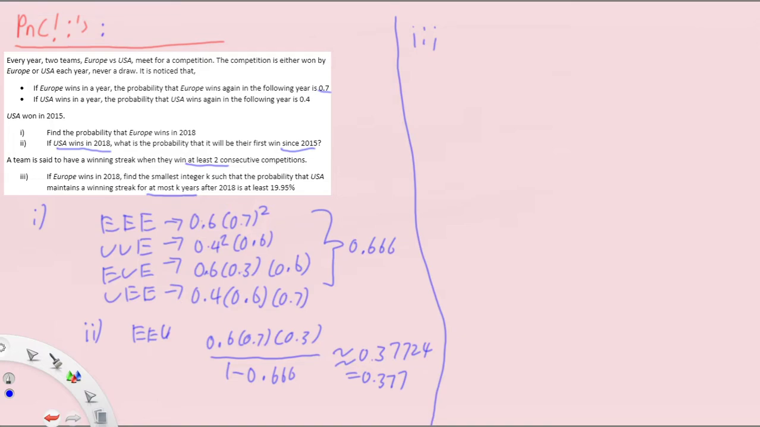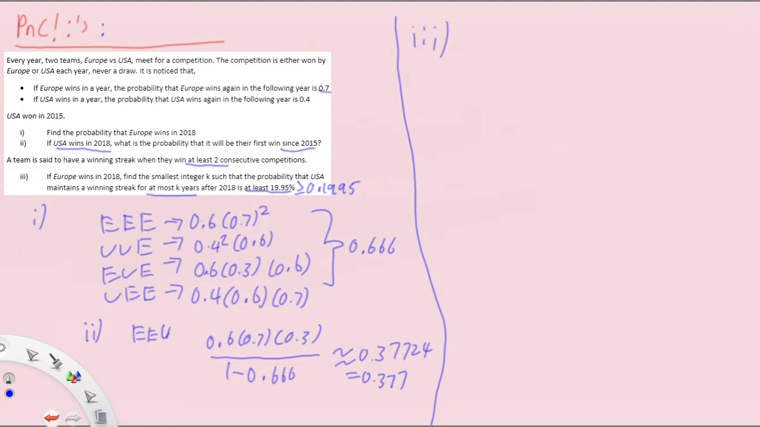So a winning streak of at most K years, so we're looking at the probability where it could be 2 years, 3 years, 4 years, 5 years, and so on. So we are summing these probabilities together. That's why it is at most K years, because it could have a winning streak of 2 years, or 3 years, and we're looking at the cumulative probability. At least 19.95%, so don't be fooled, it is 0.1995. At least, so it must be bigger than or equal to 0.1995.